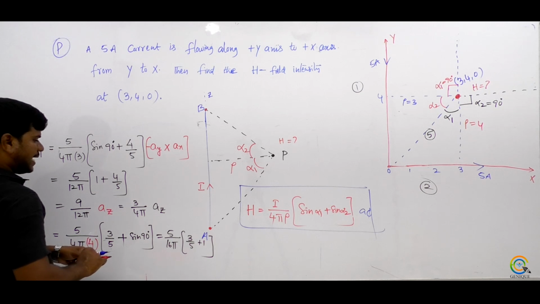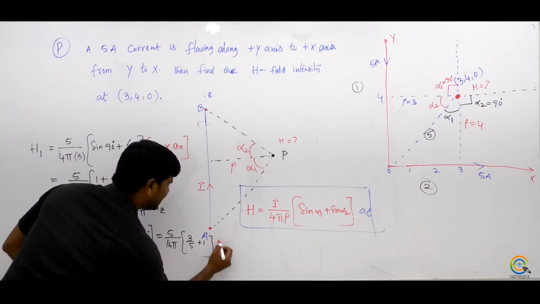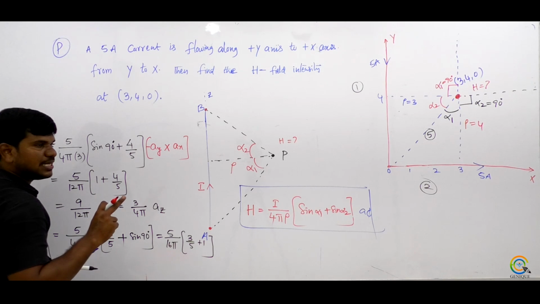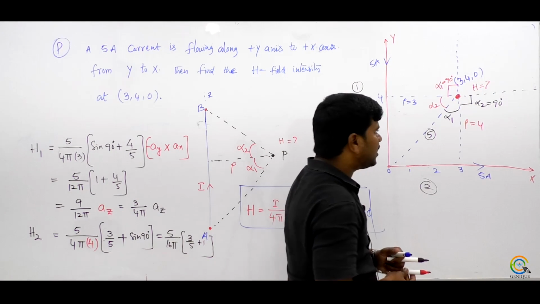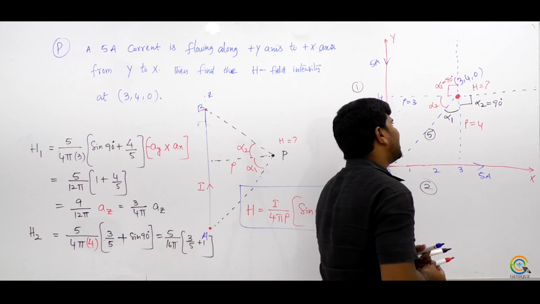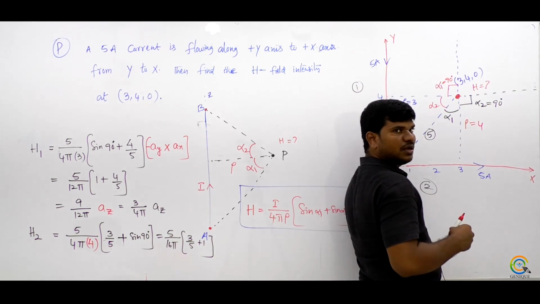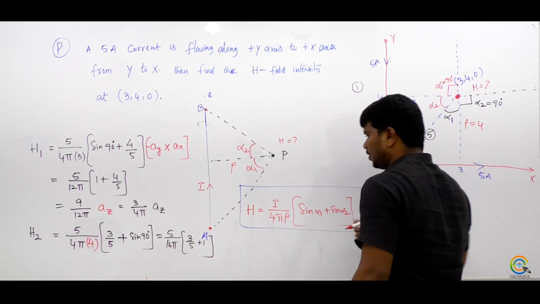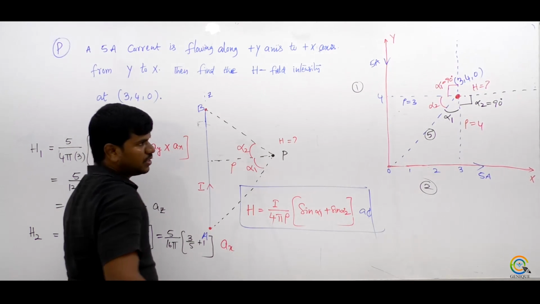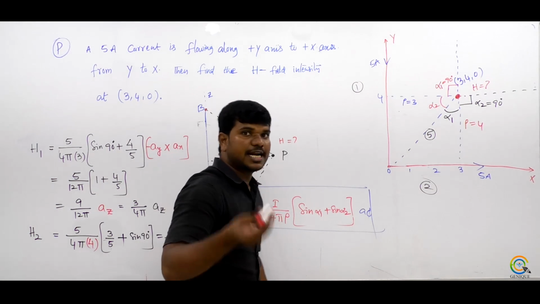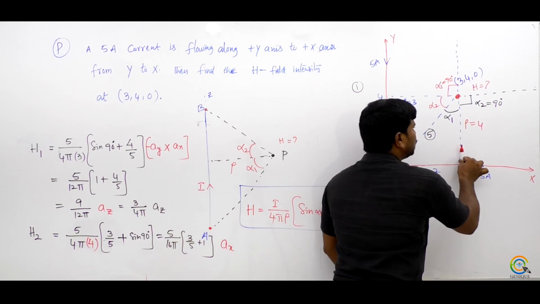Okay. Then what is the direction? The direction of the H field is the current direction cross the radial direction. What is the current direction? The current direction is plus ax. Then what is the radial direction? Radial direction is nothing but from the current to the point.